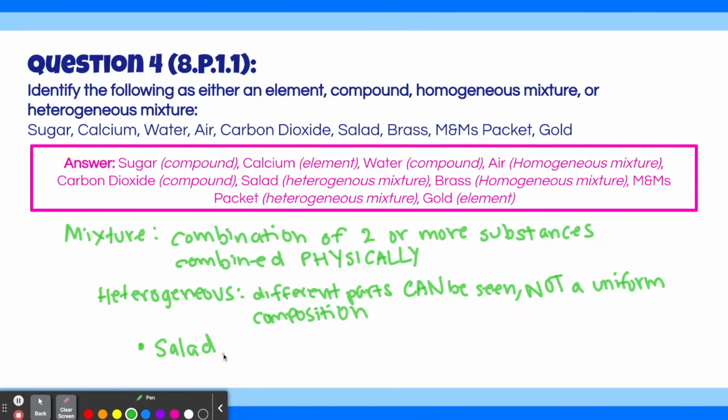The other one is an M&M's packet. Just like a salad, in an M&M's packet, you can see the different colored M&Ms. Each of the different ones can be seen. And just because you take the same M&M's packet, it doesn't mean that it'll have the same number of each color of M&M. So that's what makes it a heterogeneous mixture.